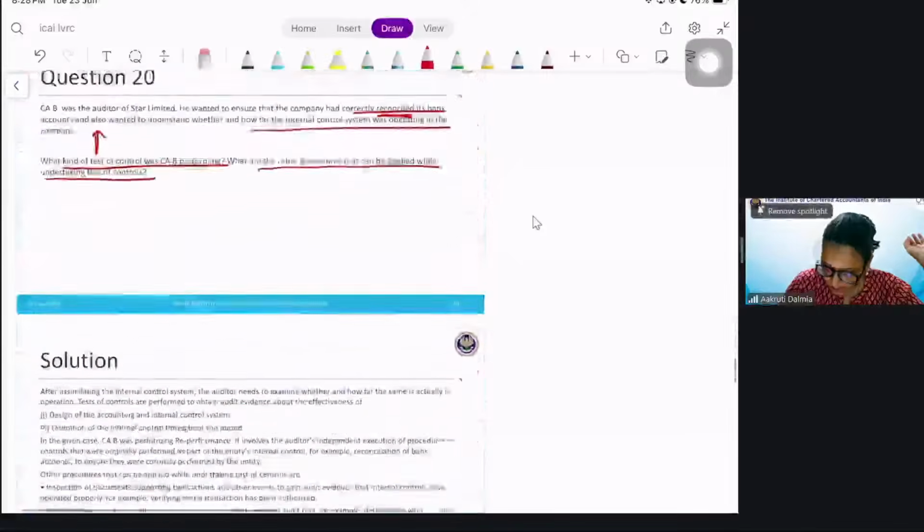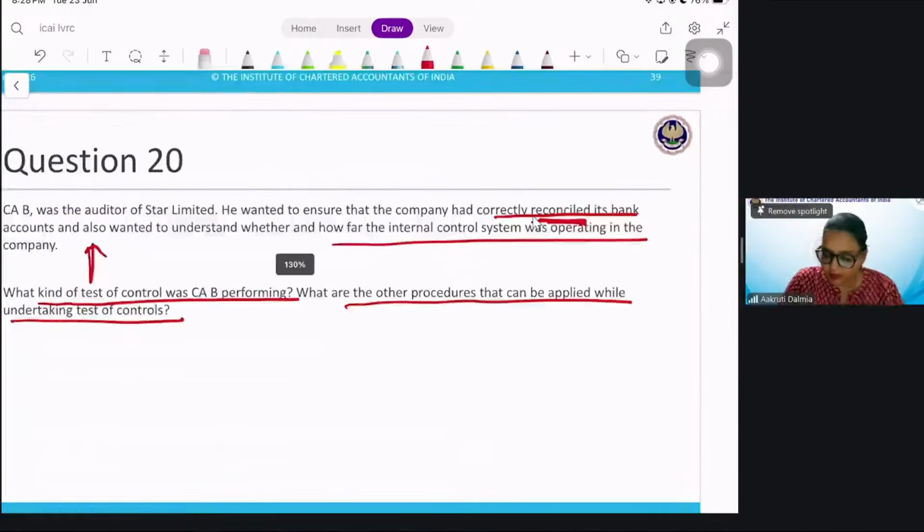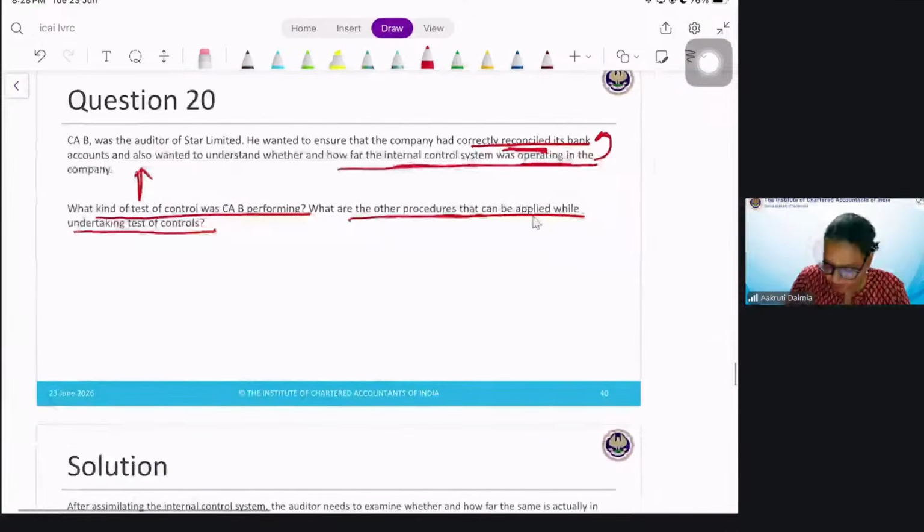Sorry, students, yeah. So the process that is being done is called re-performance. When you want to see whether internal control is doing the job, and then you're doing the reconciliation. So bank reconciliation is one of the most common things done through the process of re-performance. And what are the other procedures that can be applied? So let's see this.